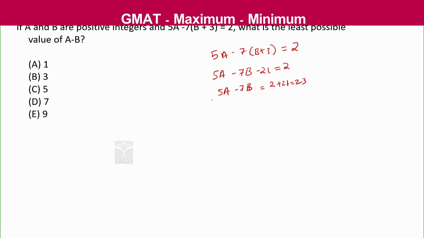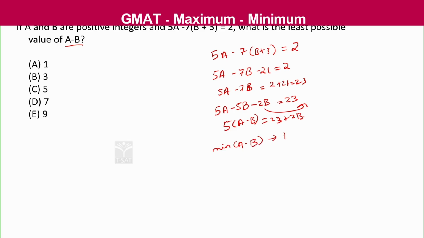But here we are only looking for the value of A minus B. So let's just see how we can split this. 5A minus 7B can be written as 5A minus 5B minus 2B, which is equal to 23. So 5 times (A minus B), taking 2B to the other side, will be 23 plus 2B. And we want the least possible value, that is the minimum value of A minus B. It will be when B is minimum, because it is equal to 23 plus 2B.